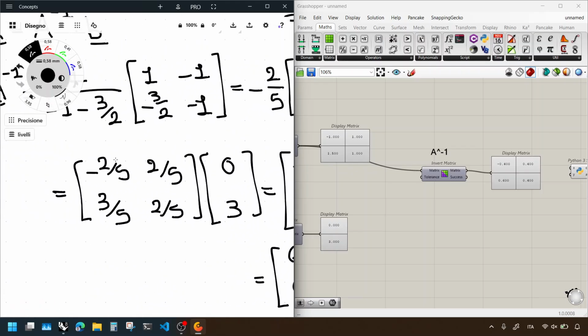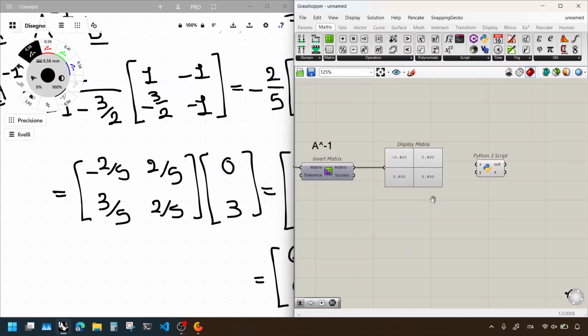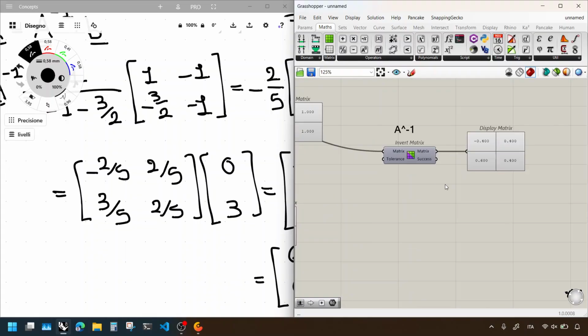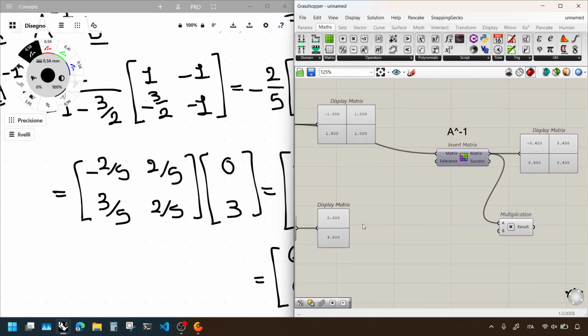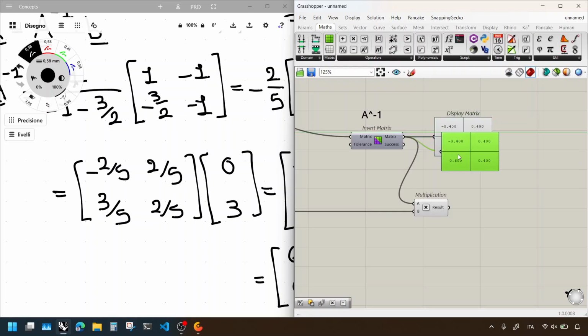It's this, so minus 2 over 5, which is minus 0.4, 2 over 5, this is 0.4, then 0.6 and 0.4. So this makes perfect sense. Let's move Python away for a second again. And then we can use this A minus 1 and multiply it by the vector, which you just use the same multiplication as you use for numbers. So you have the matrix A, and you multiply it by vector B, okay, sorry, A minus 1. And what we expect to get is 1.2, 1.2, and indeed we do.